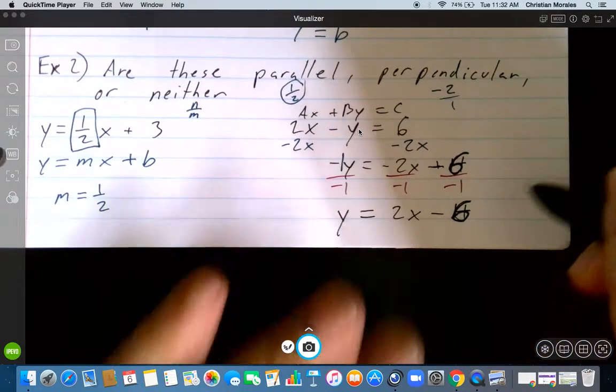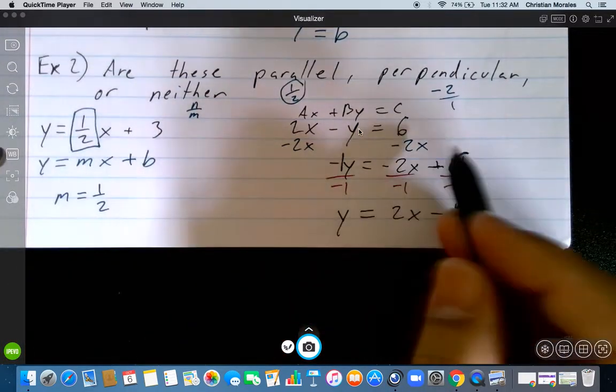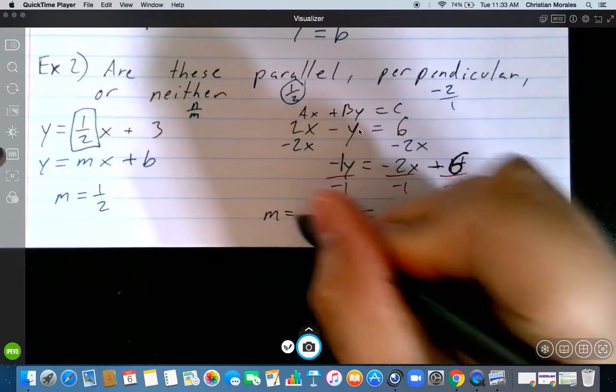I got to correct that later. I apologize. But again, remember I said the b really doesn't matter? It doesn't matter what this number was, because what I care about is this one, my 2. And guys, my slope is 2.